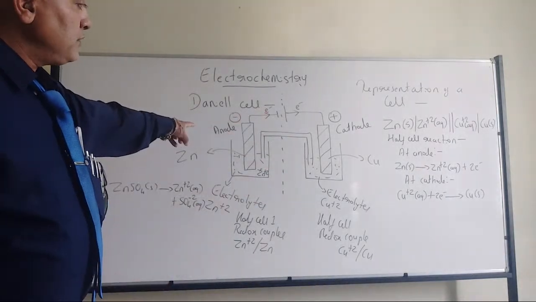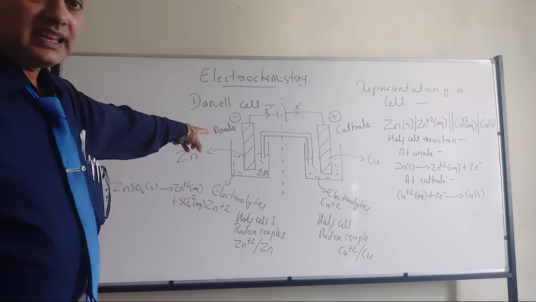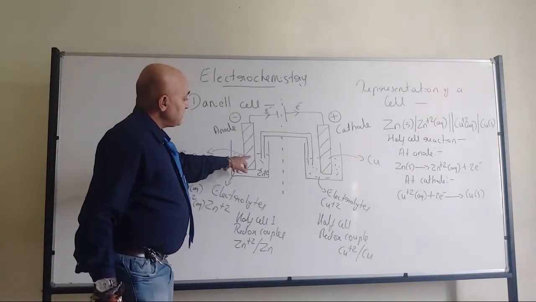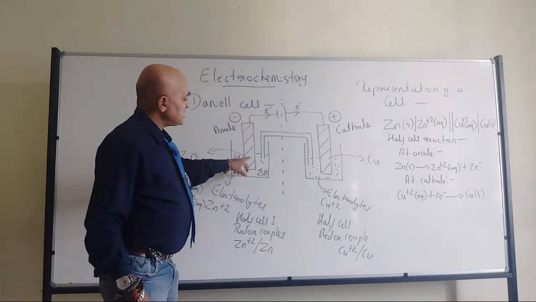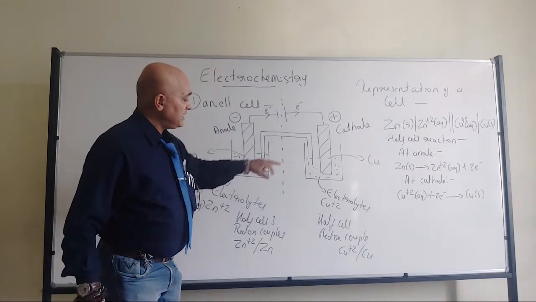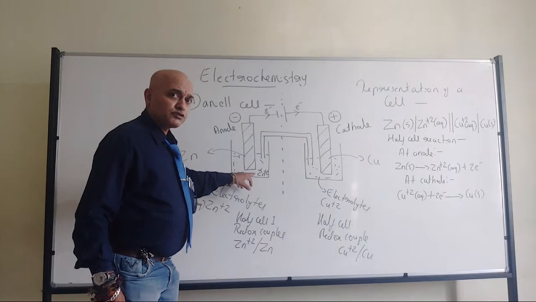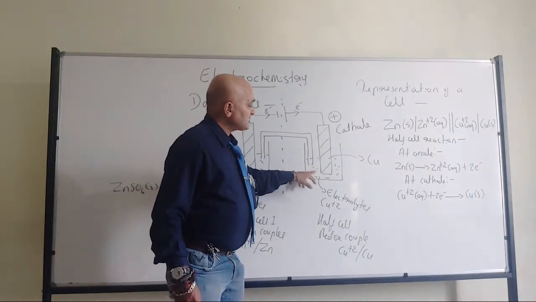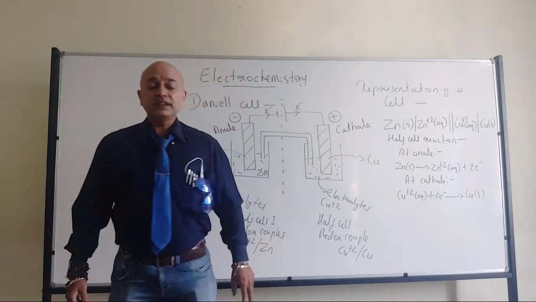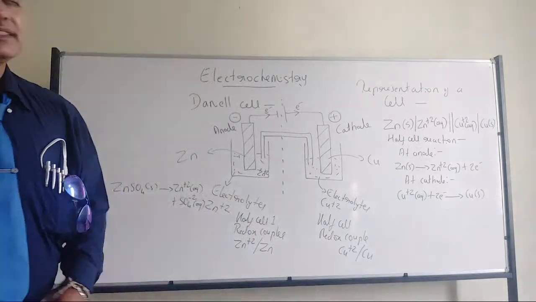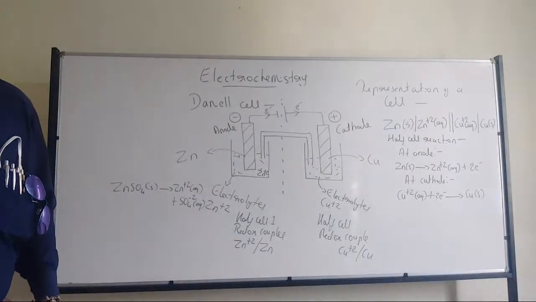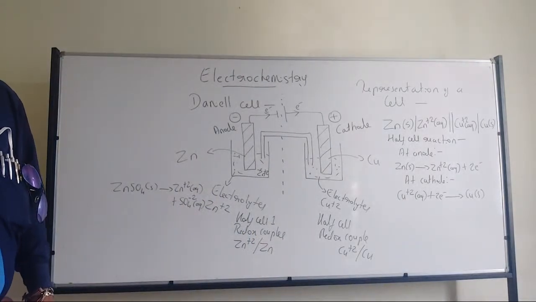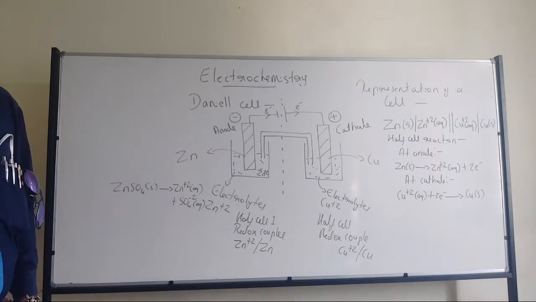Zinc, which is a part of the electrode in solid form, will donate the electron and itself become zinc ion. That means it will be entering into the solution, and whatever cupric ions are present at the cathode will take up the electron and become copper. So they will start depositing at the copper electrode.